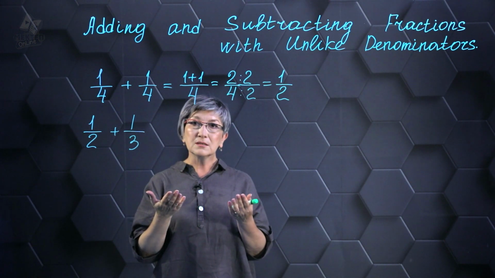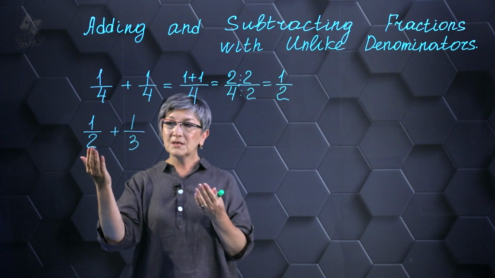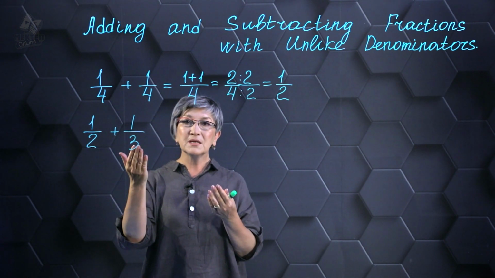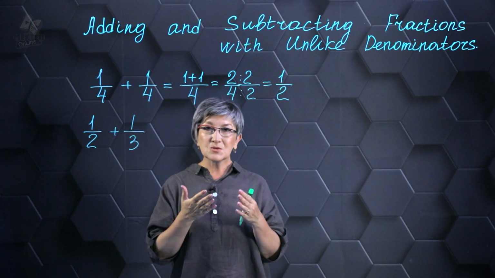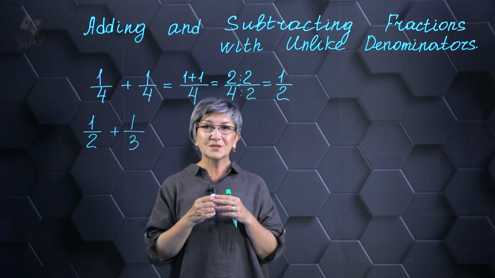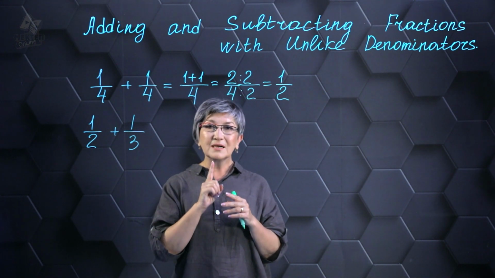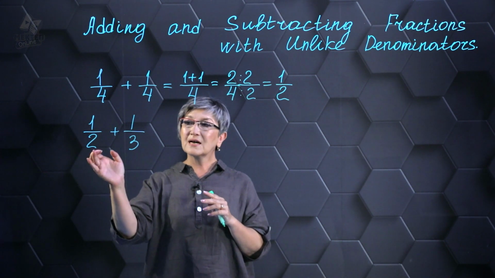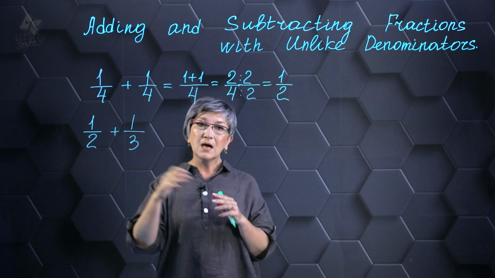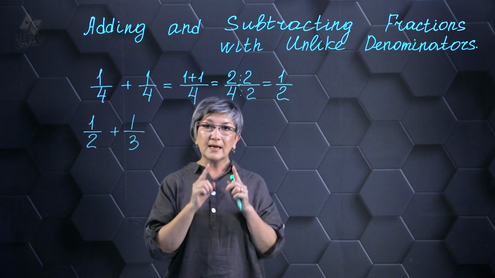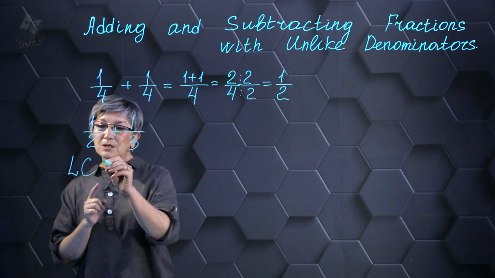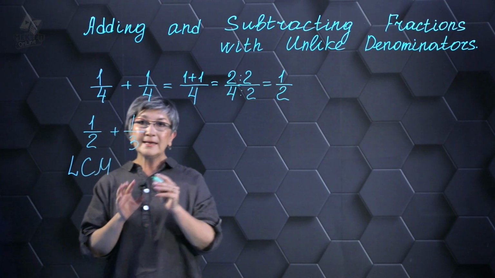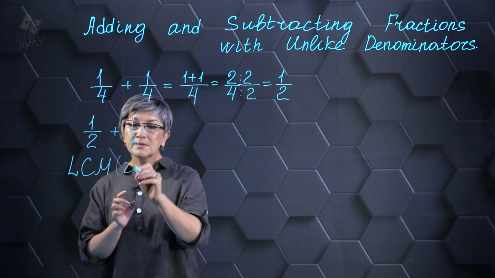But how do we do that if we have a denominator that is equal to 2 and a denominator that is equal to 3? Certainly, there are multiple ways, but the primary approach is to align these denominators in order to perform the addition accurately. And how do you do that? You will need to find the least common multiple of the numbers 2 and 3.